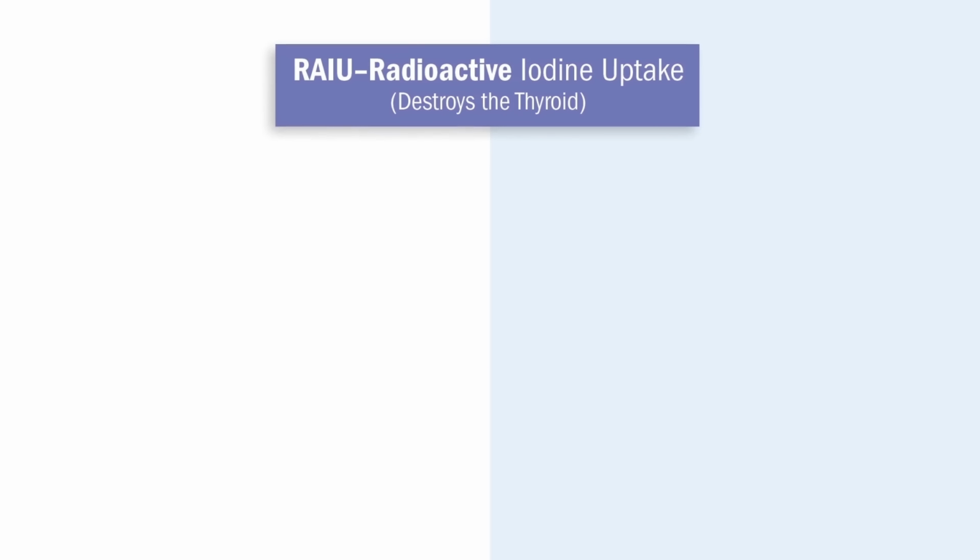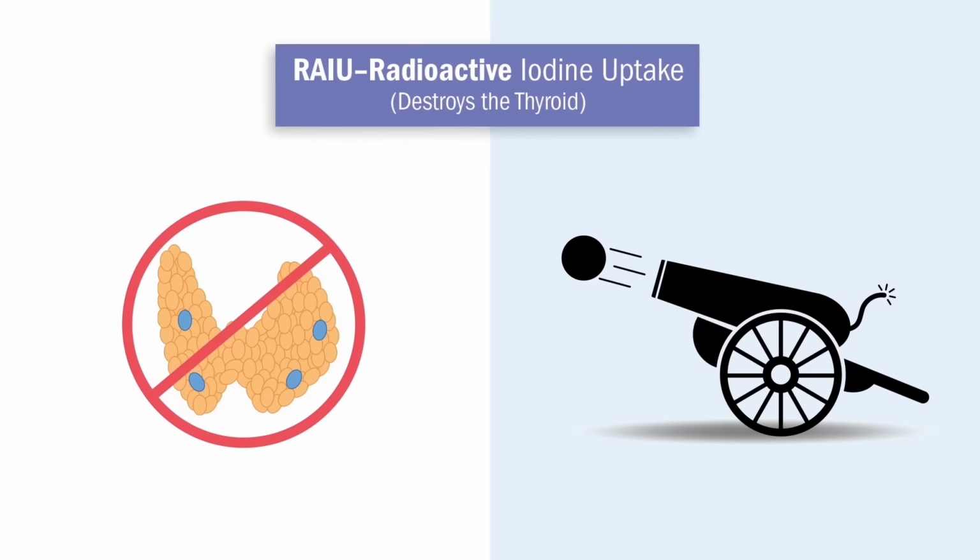RAIU, radioactive iodine uptake, guys. These are the big guns. It destroys the thyroid in like one dose. So we expect hypo, low signs and symptoms. Basically, we're monitoring for extreme lows like respiratory failure.